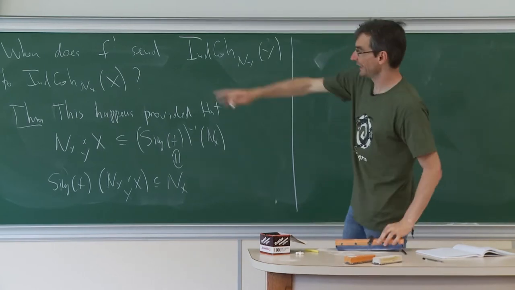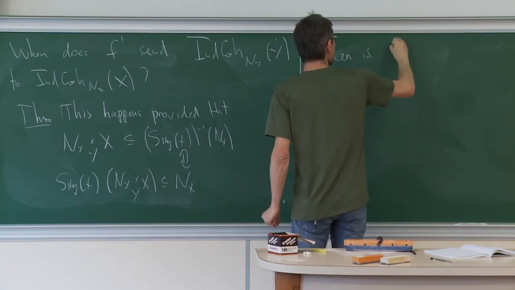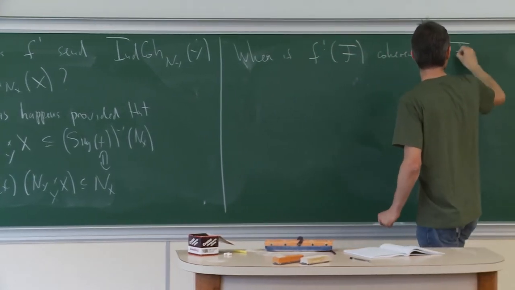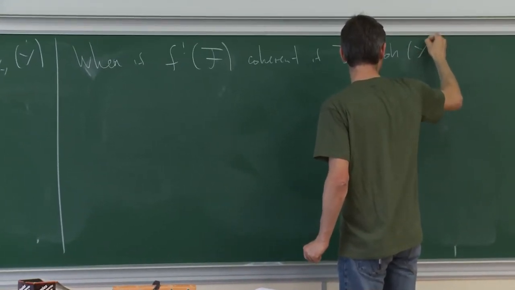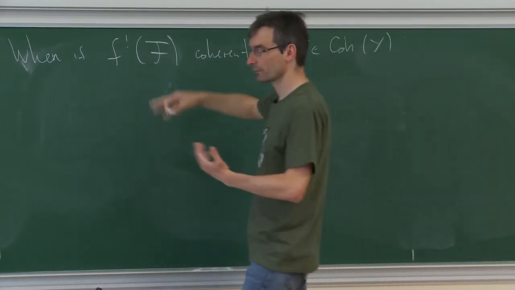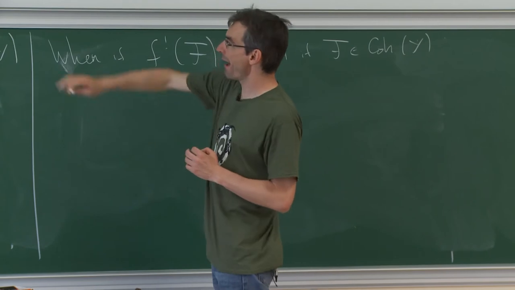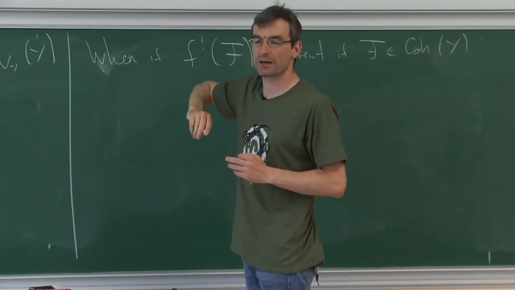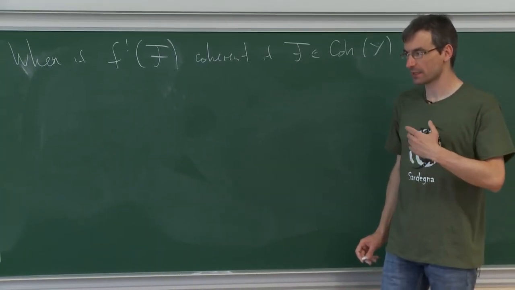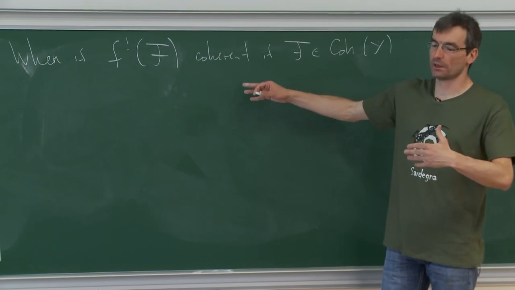So you may want, in these circumstances, to ask: when is f upper shriek of F coherent if F was coherent? Pierre was saying transversality, this will be transversality. So we can actually give a criterion for when coherence will be preserved in terms of singular support. This is now for a map between quasi-smooth schemes. Pardon? No, what you're saying is too weak. We can give a finer condition.